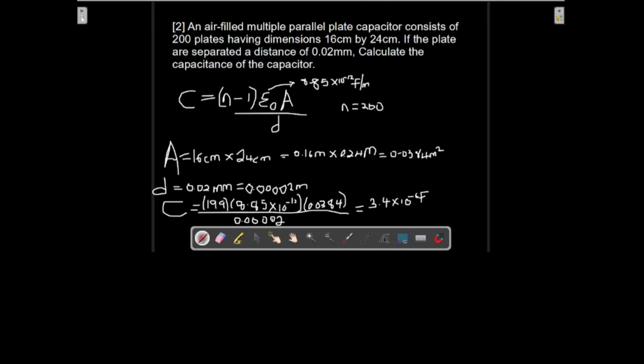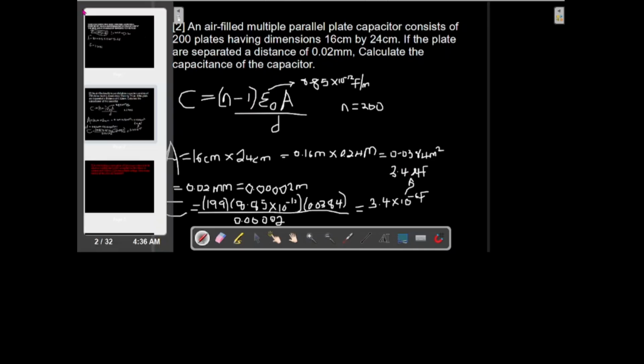But we are done here, but look at this 10 raised to the power 6. Do you remember what we call it? This is also called mu, which is micro. So we could have just said the answer is 3.4 microfarad. All right, so that's another way you can find the final answer there. So these two answers are correct.